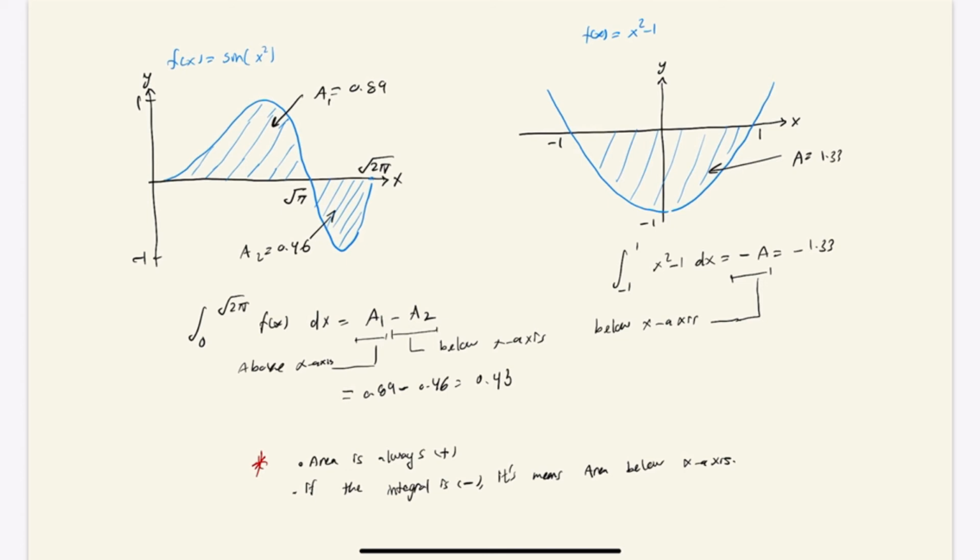Now when we take the definite integral of this function going from 0 to the square root of 2π, we're going to have A1 minus A2. A1 is positive because it's above the x-axis, and A2 is negative because it's below the x-axis. So when we subtract these two areas, we're going to have a positive number. That means we have more positive area than negative area.